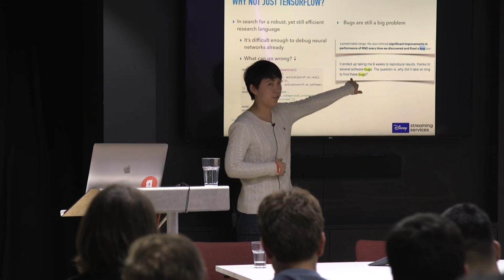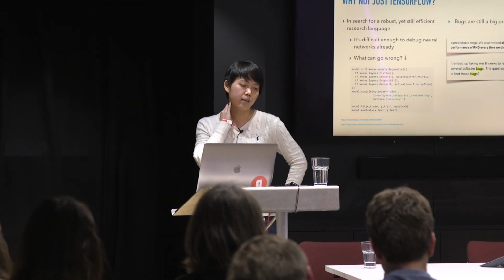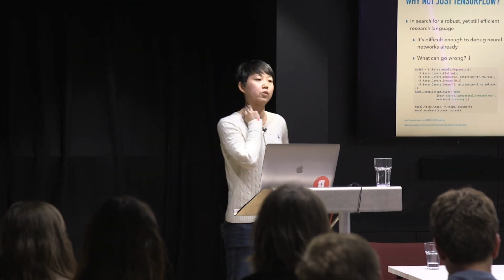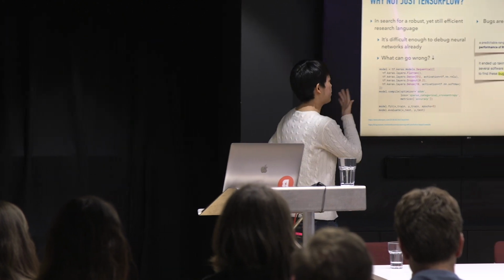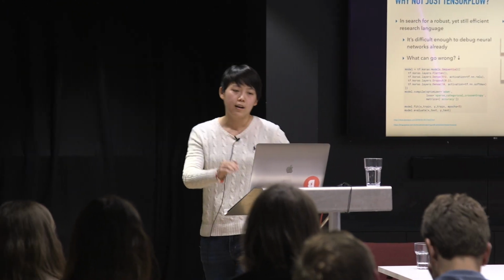This is a very good article. You can look it up online. The name is Why Deep Reinforcement Learning Doesn't Work Yet. And it also mentions bugs, okay?